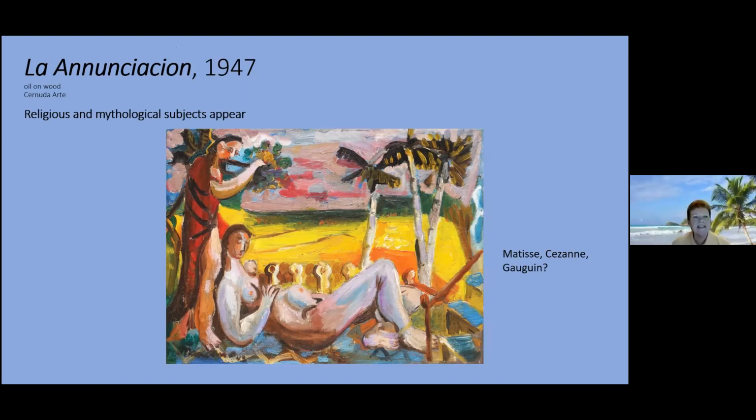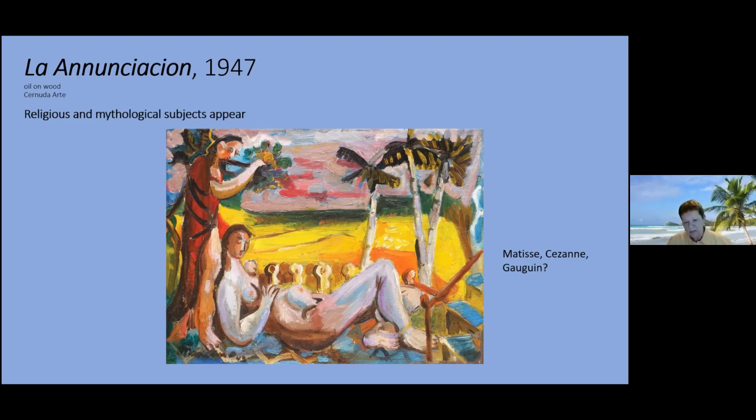So this is the Annunciation from 1947. And look at the influences here. You see a little bit of Matisse. You see a little bit of Cézanne, a little bit of Gauguin. He's really playing with all of these elements. As I said, I love to call him a painter's painter because he knows how to work with paint and to use it to the best expressive way, to really show the plastic forms through paintbrushes.